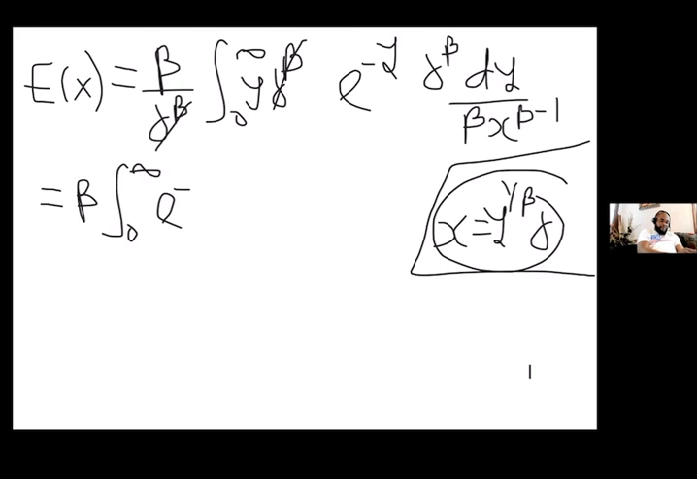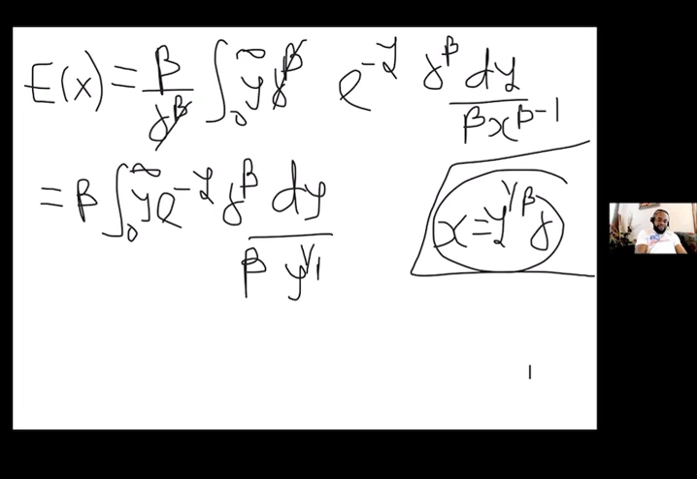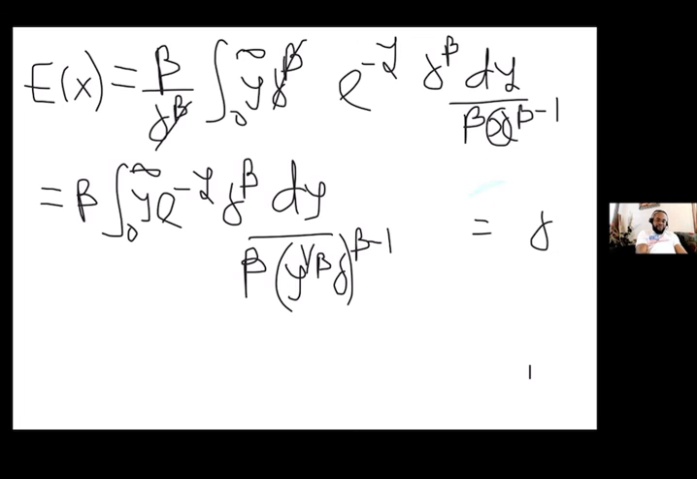y. Okay, y exponential minus y, theta raised to power that, the y divided by beta. Now instead of x, I'm going to write y raised to power that theta, everything raised to power beta minus 1. I'm plugging in x. Look at that. I told you before. Now I need to simplify this one.